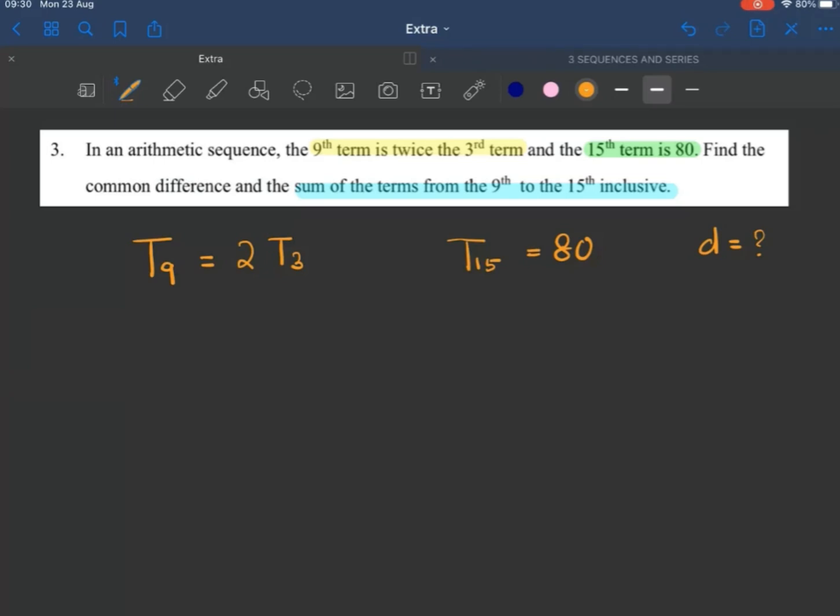SN itu apa? SN ialah secara general. Okay, sekarang saya nak kamu fikir sum of the terms from the 9th to the 15th inclusive. Yang lain pun fikir juga. Siapa boleh bagi tahu apa yang kita nak cari sebenarnya? Sum of the terms from the 9th to 15th.